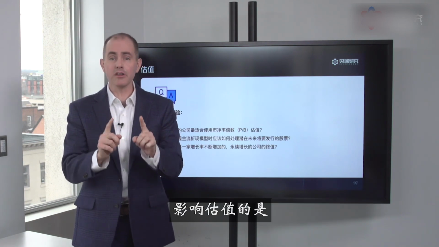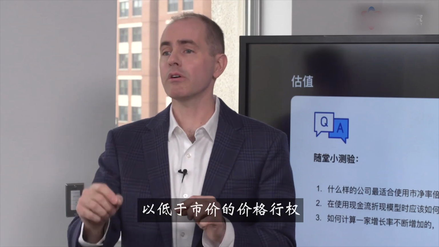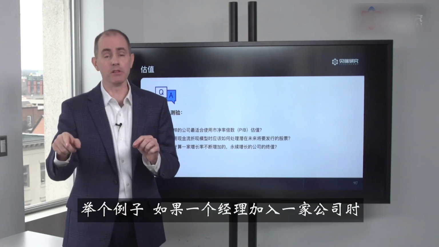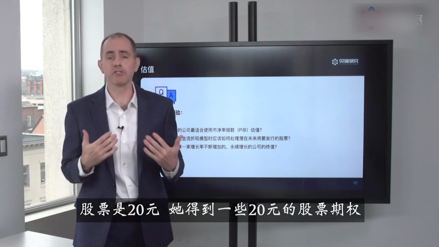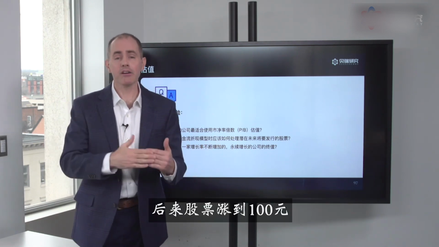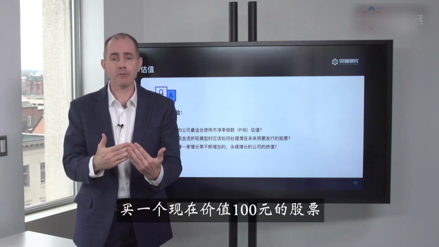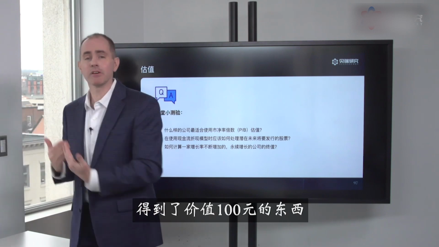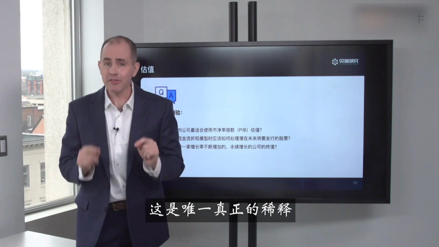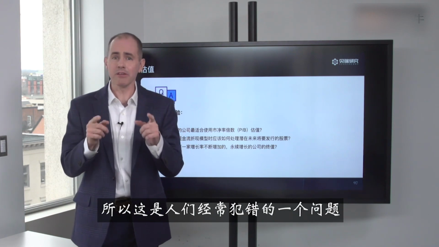What does is the exercising of management stock options for lower than the current stock price. For example, if a manager joins, the stock's at 20 RMB, and she gets a bunch of stock options at 20 RMB. Then later on the stock goes to 100. She has the right to exercise those 20 RMB options and buy a stock that's now worth 100. So she gives the company 20 in cash and gets something worth 100. That's 80 RMB of dilution per option. Okay, that's the only true dilution, not selling shares on the open market. So that's one of the big things that people get wrong.